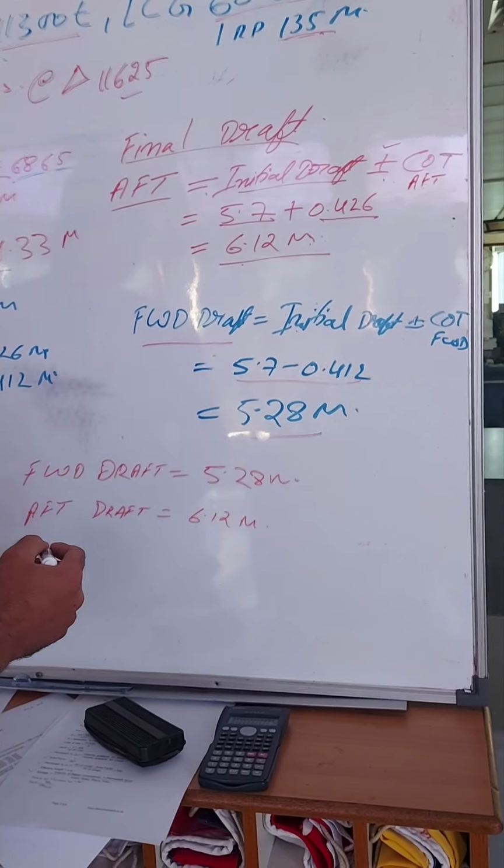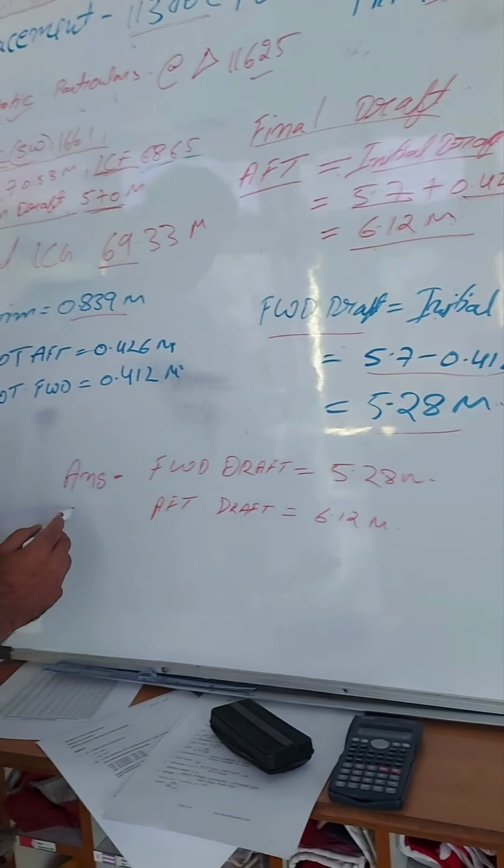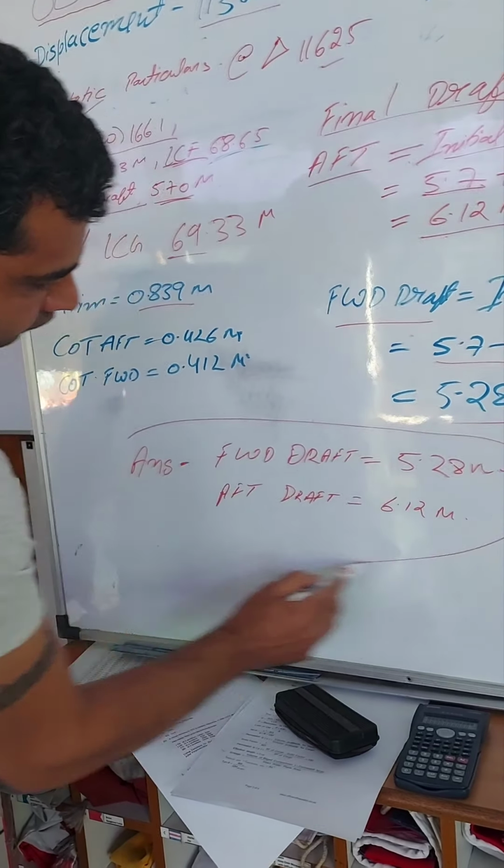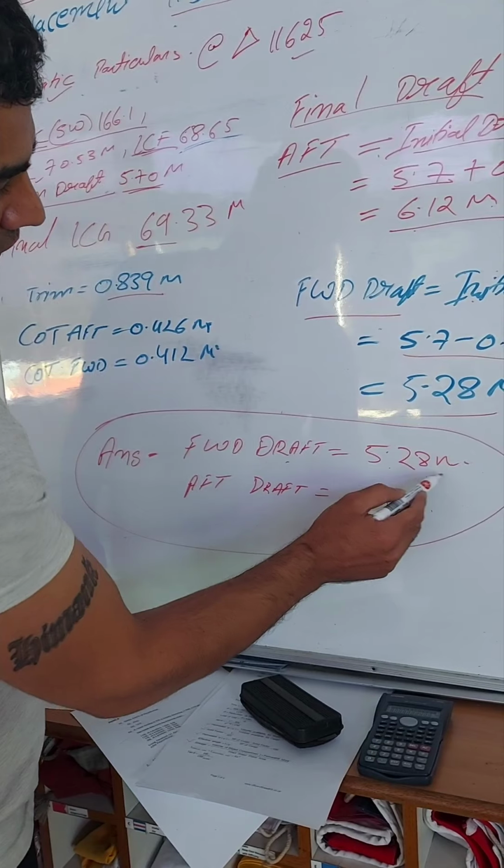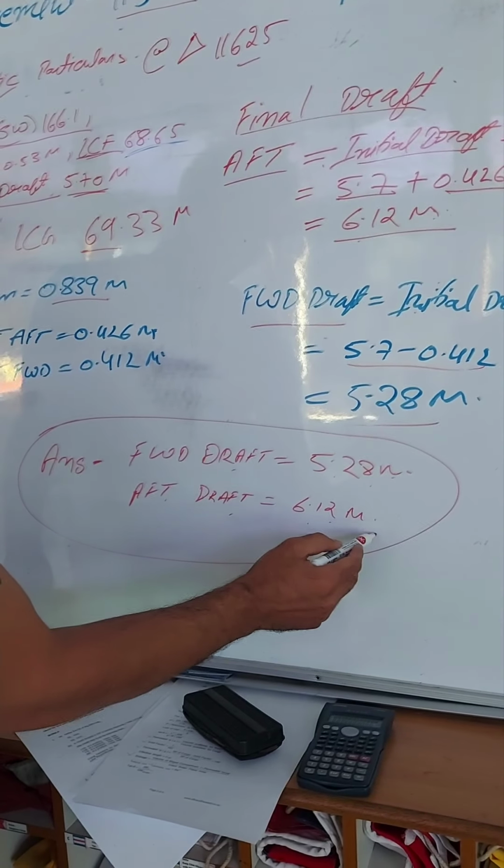This is the forward draft, and this is our answer. Forward draft 5.28 meter, aft draft 6.12 meter.